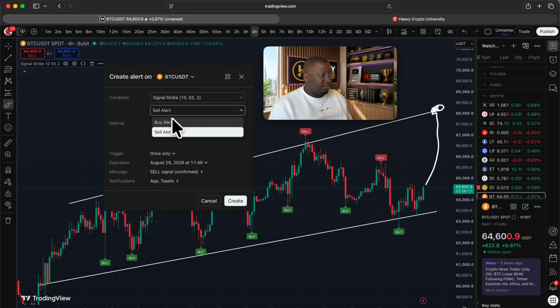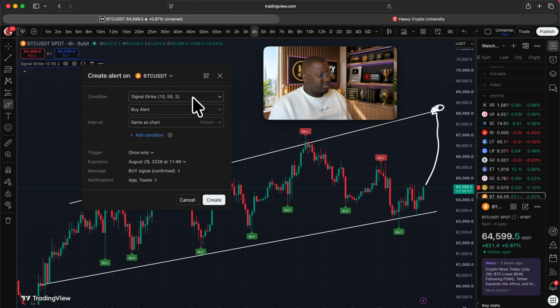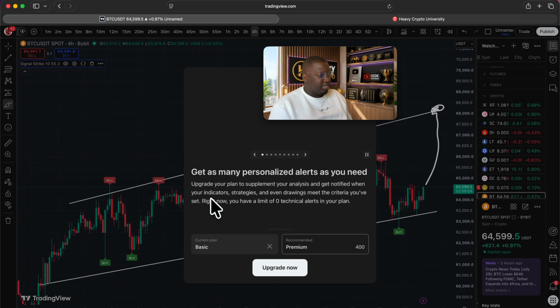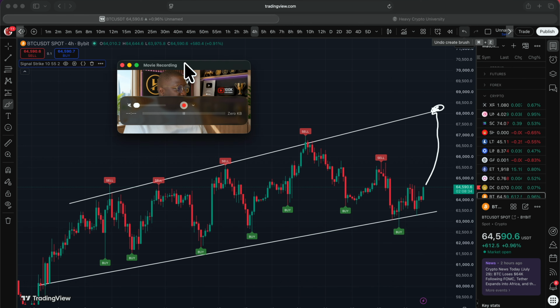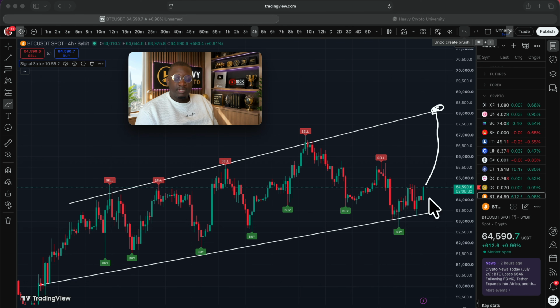So let's leave it on buy alert, of course, and right here you have to leave it the same as the charts, right? This is the time frame right here. And after figuring out your settings, all you have to do is click create. So after you create, of course, you're simply going to get these buy and sell signals. You can use these signals for spot trading, of course, and for futures trading as well.